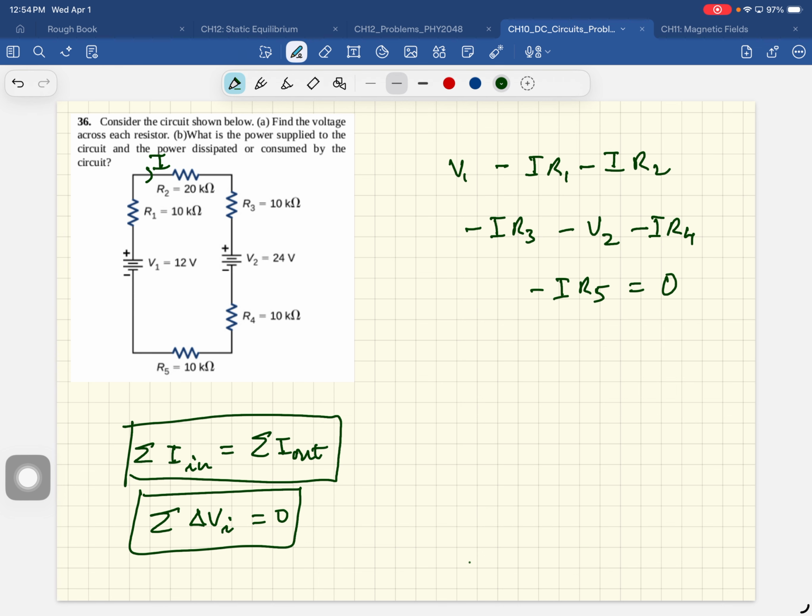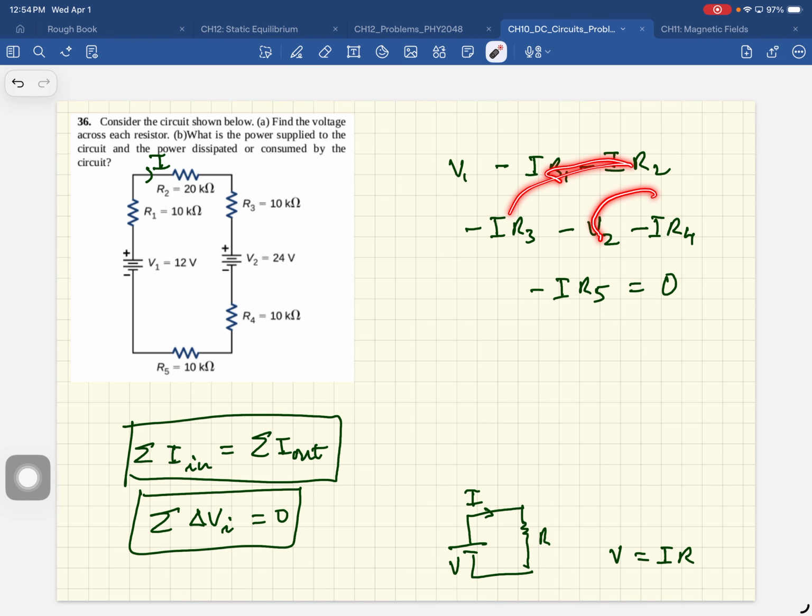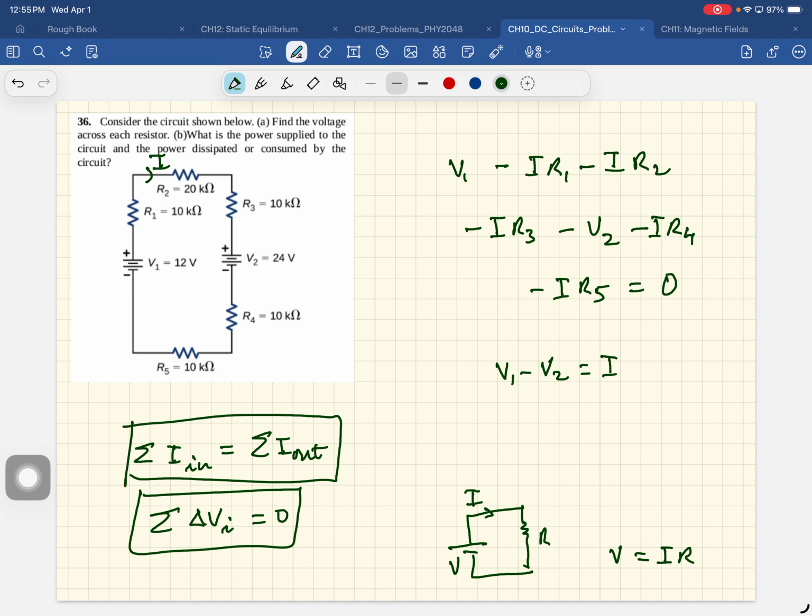All right, so by the way, let me remind you of something. Here is a simple circuit. In this simple circuit, V is I times R. So now what we'll do is bring all the IRs to the right, and so this is V1 minus V2 equal to I times R1 plus R2 plus R5.